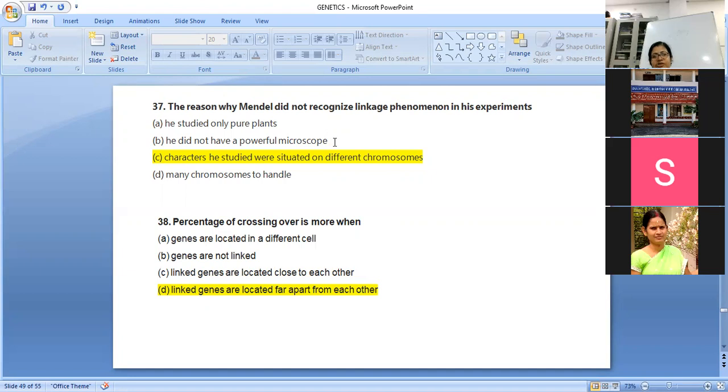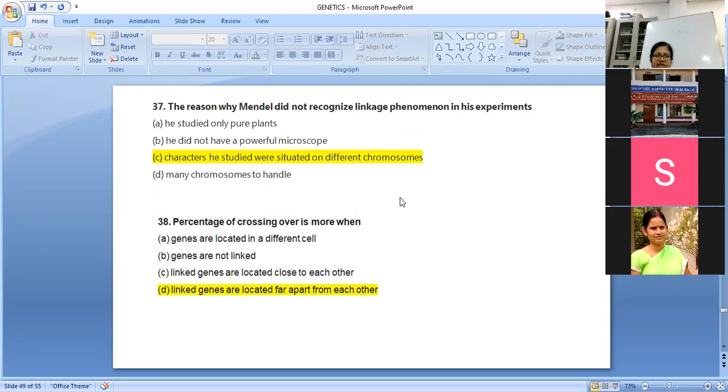Okay, with a simple lens also it was visible by dyeing the chromosomes and there was absolutely no need for a powerful microscope. Characters he studied were situated on different chromosomes. So this has to be the only logical answer to such a question. The reason why Mendel did not recognize linkage in his experiments was because the characters, whatever he studied, were situated on different chromosomes. That is why he did not get linked characters, or he did not find recombinant types. And it's true, many chromosomes to handle, but that is not a solution to this particular question.